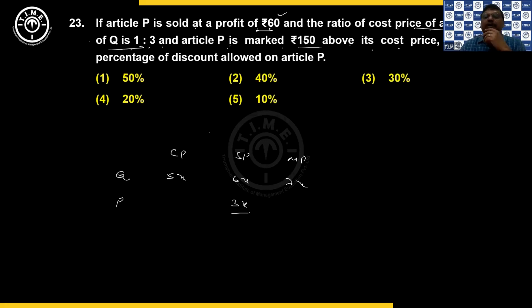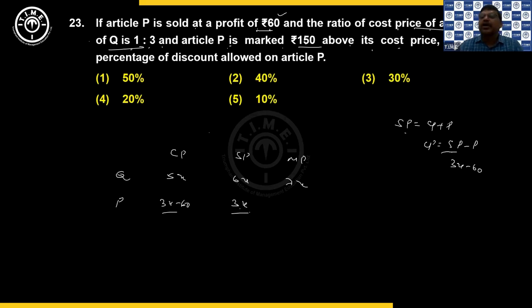P is sold at a profit of 60. That means, students, the selling price is equal to cost price plus profit, right? Our cost price is equal to, students, selling price minus profit. Selling price is equal to 3x. Profit is 60, says the problem. So cost price is 3x minus 60.